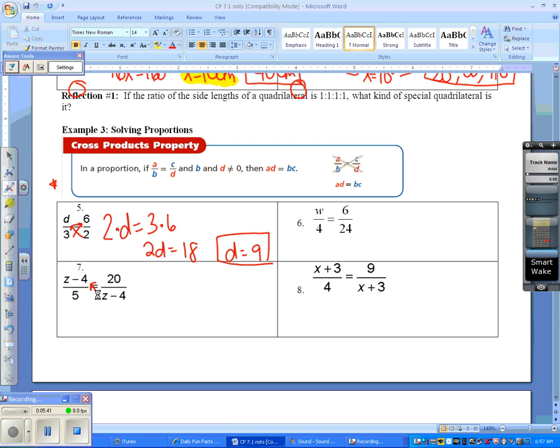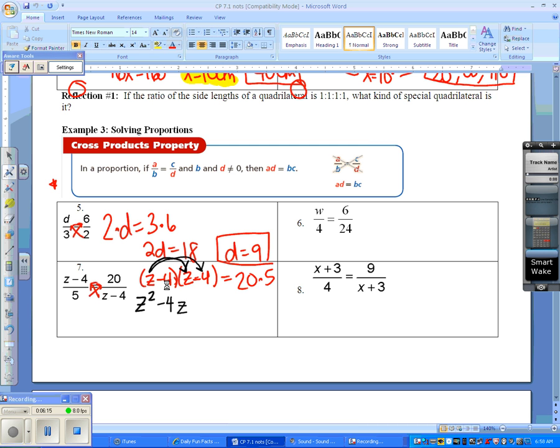So I'm going to cross multiply. So this time I have z minus 4 times z minus 4 equals 20 times 5. To multiply these two binomials, you guys did this in algebra. You could use FOIL, you could use the box. I'm going to distribute. So I'm going to go z times z is z squared. So I did 1z times 1z. Then I'm going to go z times negative 4. That's negative 4z. And now I can't multiply this z by anything else.